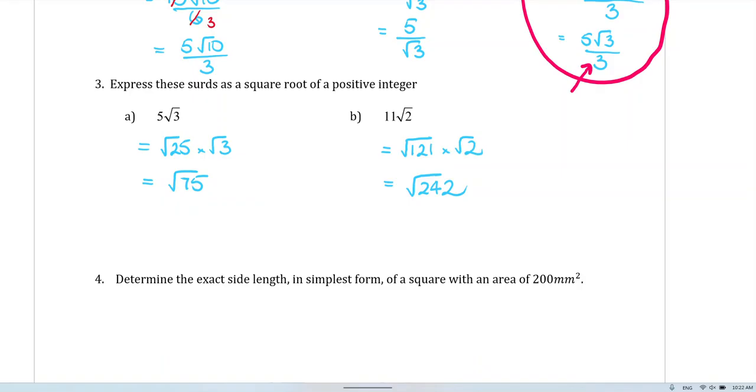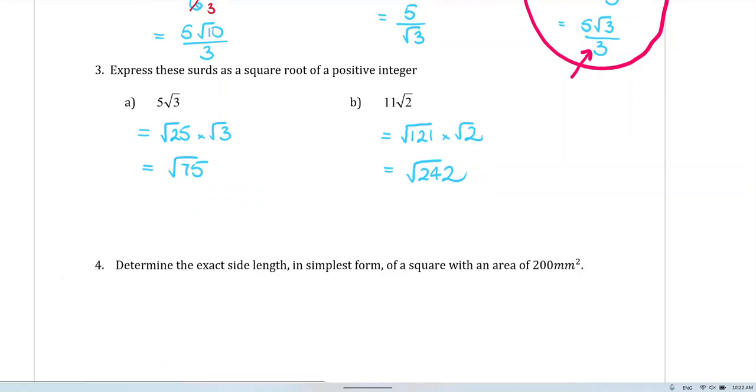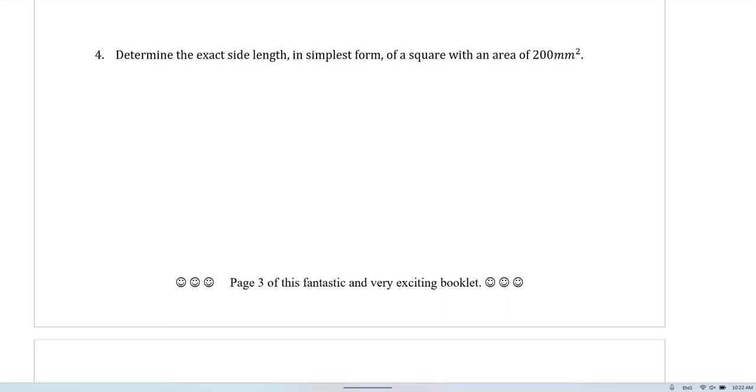Okay, question 4, we wanted to start doing some application types of questions. Question 4 says, determine the exact side length in simplest form of a square, so here's my square, that has an area of 200 millimeters squared. And I want to know the side length.